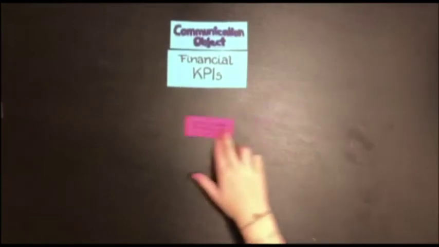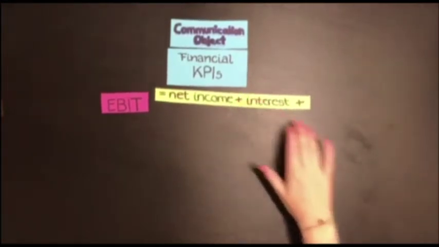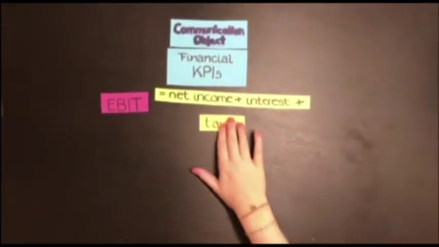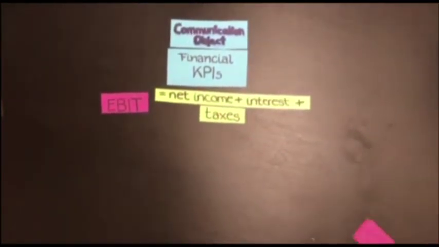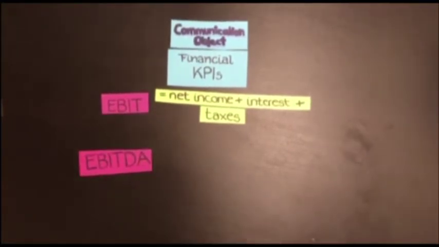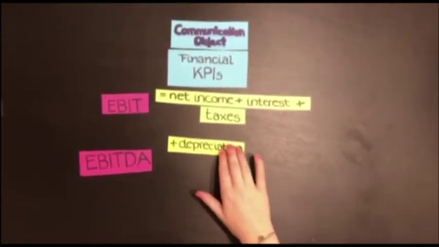The third indicator is the EBIT. It stands for earnings before interest and taxes. You calculate it with the net income plus interest plus taxes. The EBITDA also includes depreciation and amortization.